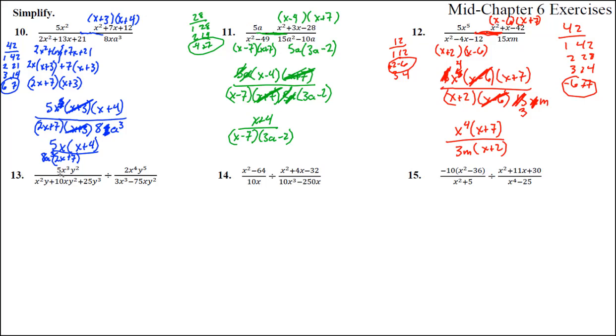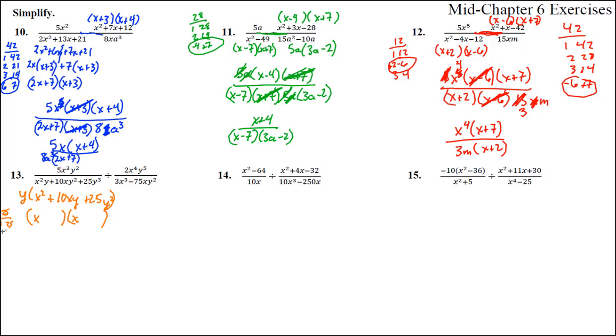Ooh, this guy looks big. On the bottom here, first, is there a greatest common factor? Yes, there's a y that can come out of there and get x squared plus 10xy plus 25y squared. Okay, now we have a trinomial with leading coefficient 1. So we go x and x. Now what multiplies to 25y squared and adds to 10?